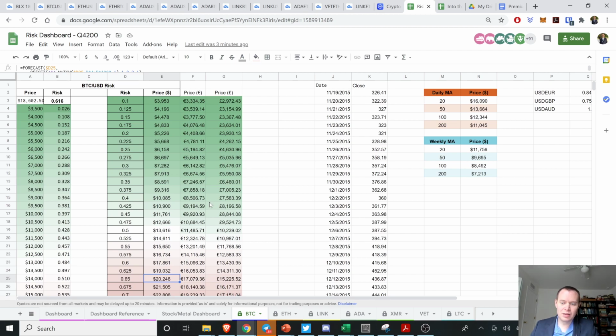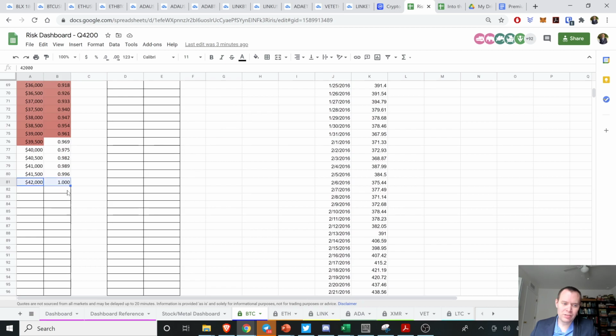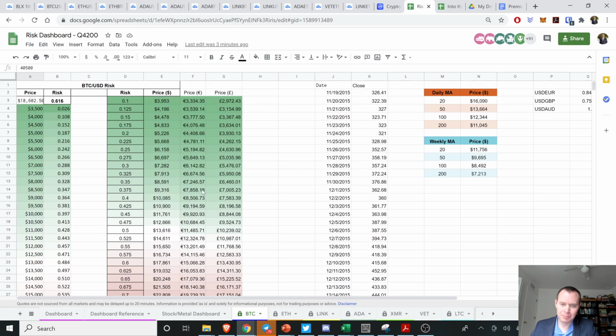Theoretically speaking, the instantaneous top, according to the risk metric, would be around $42,000. So if Bitcoin were to go to $42,000 today, I would consider that the theoretical top. These adjust over time, so as we continue marching through time, these numbers will adjust upwards as well. I've also added on to this one some other currency conversions as well.